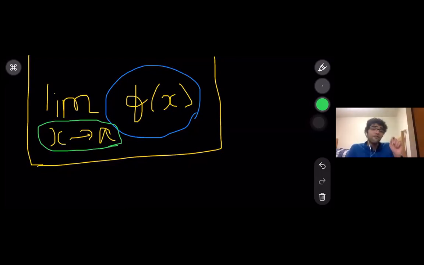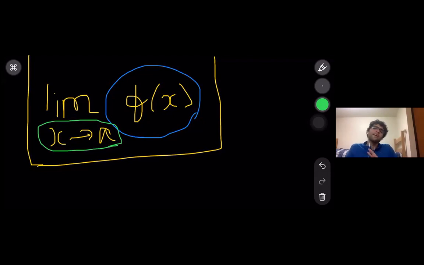So if we write x arrow a, then it implies that x is approaching a. So x is getting closer and closer to a. That's what it implies, right? x is getting closer and closer to a. Do you understand what's going on? So the first thing is there's a function f of x. The other thing is x is approaching something else.